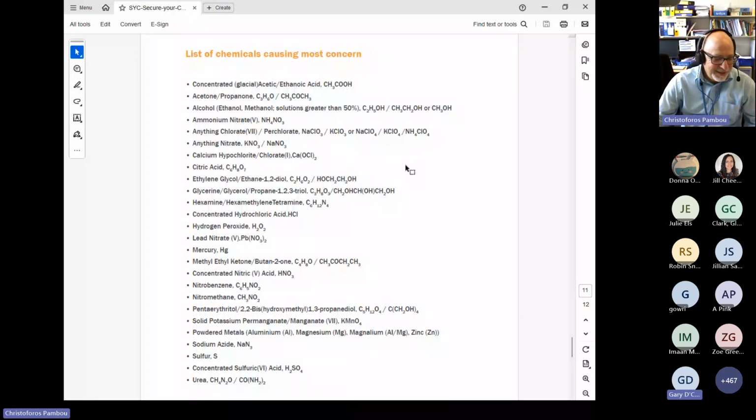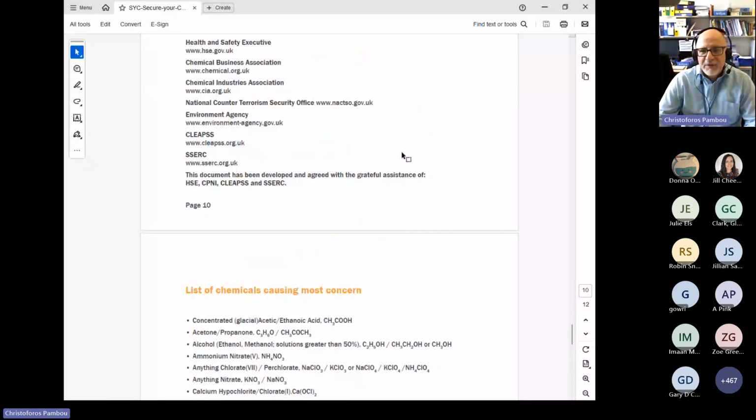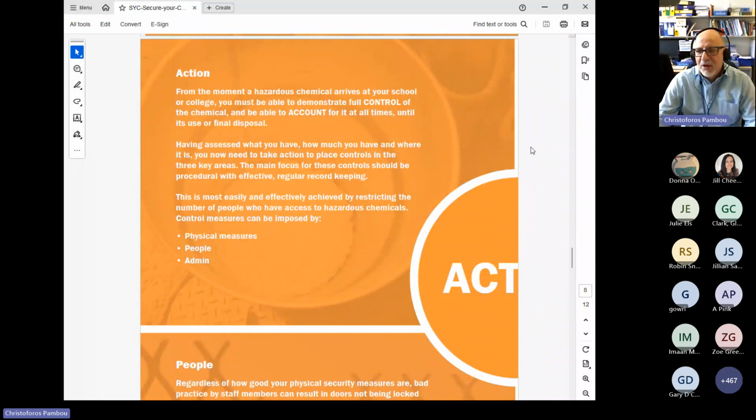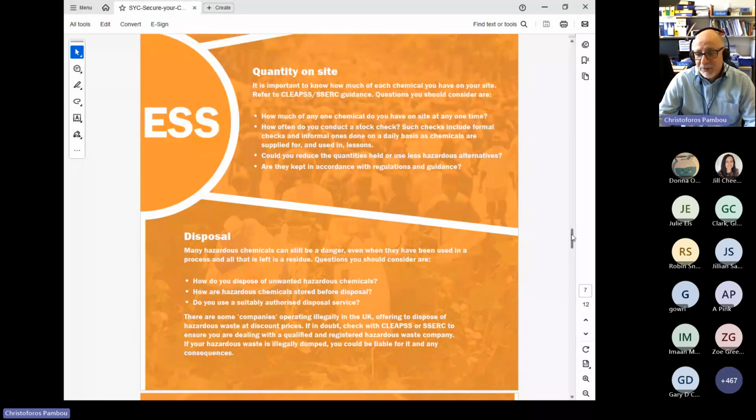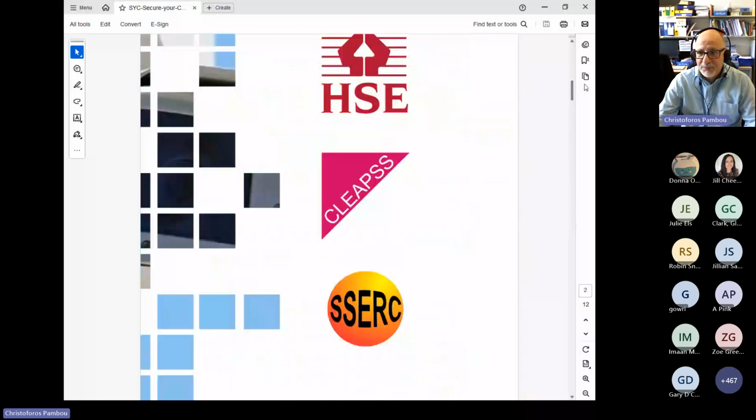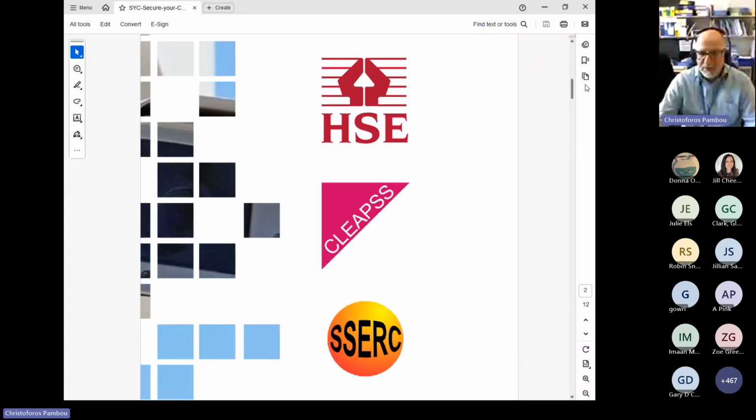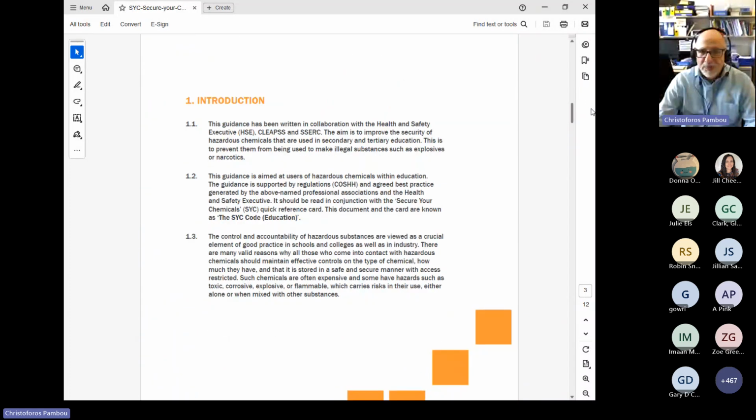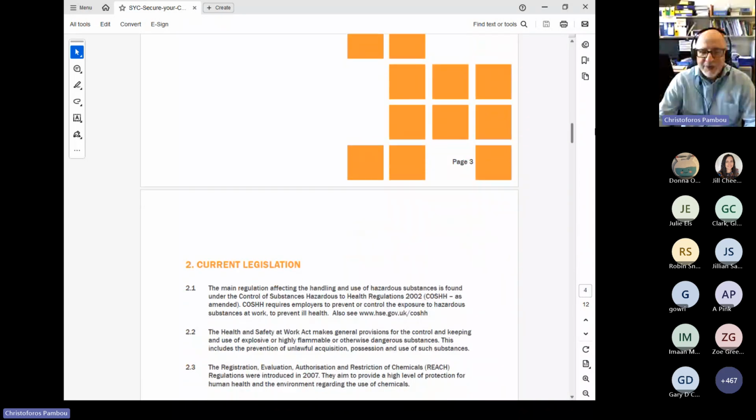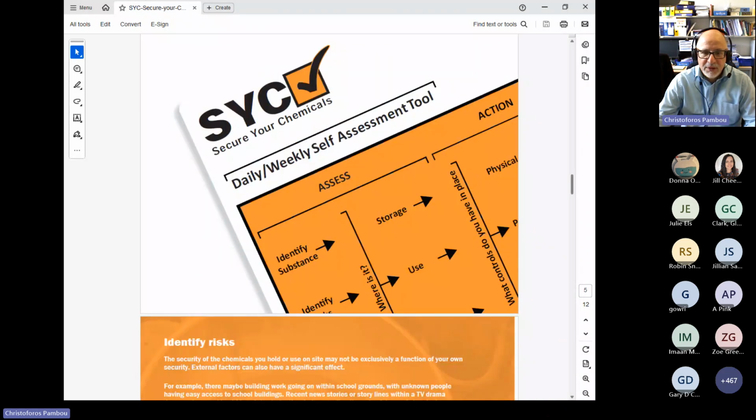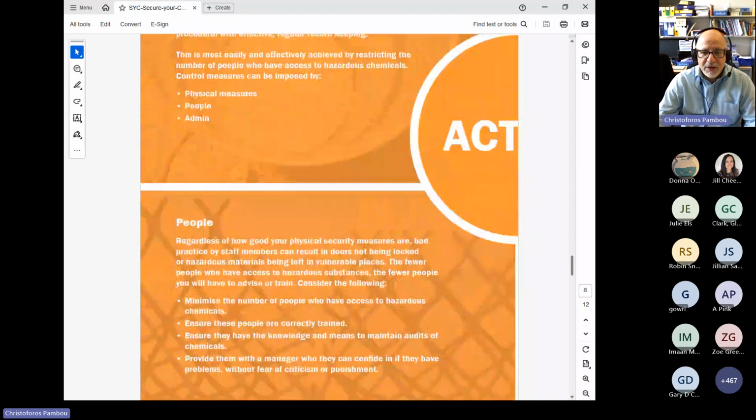Is the guidance now on view? It says list of chemicals causing most concern. Okay, and this is the full Secure Your Chemicals guidance, and that's why I didn't want to put it all on the slides. I thought it would be best to snip some of that information rather than just taking it straight from the guidance. So this is the full guidance again. It's worthwhile. Now you've got the link, download the guidance, have a little read about the current registration, the management, again, accountability. And this is what we kind of discussed.